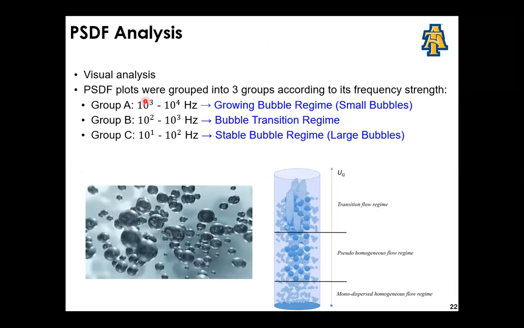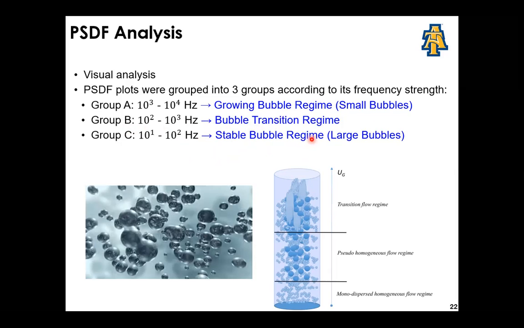The next step I did was a visual analysis of these power spectrum density function plots. Upon visualization, I grouped them into three main groups according to their frequency strength. Group A had frequencies from 1,000 to 10,000 hertz. These correspond to the growing bubble regime, where I had a majority of small bubbles. Group B had frequencies from hundreds to 1,000 hertz. This group corresponds to the bubble transition regime.